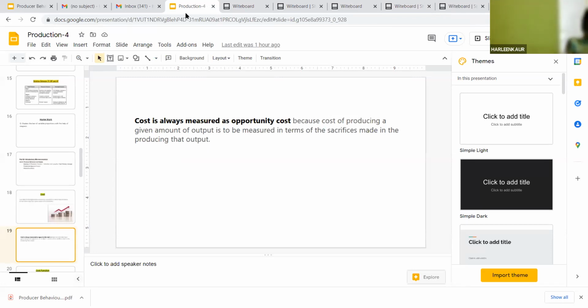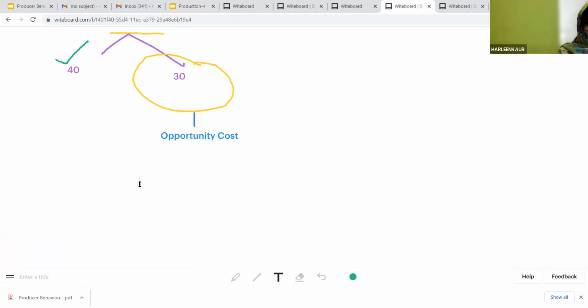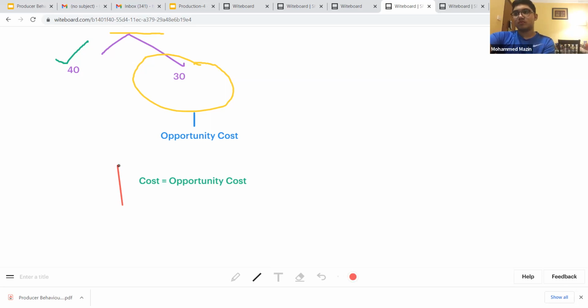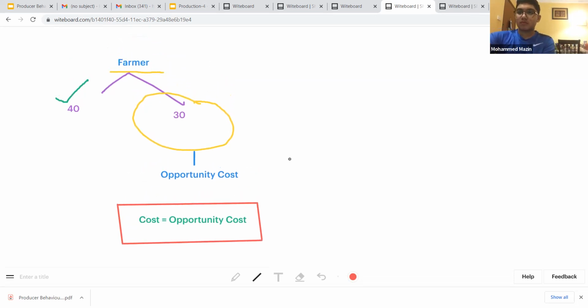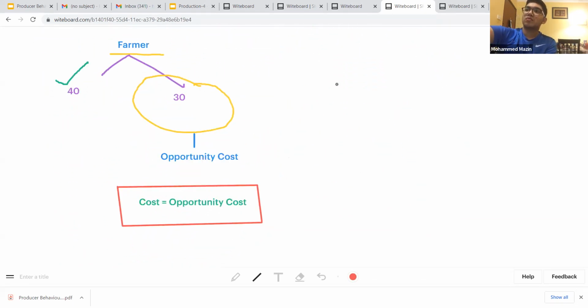So cost is always measured as opportunity cost, because the cost of producing a given amount of output is to be measured in terms of sacrifices made in producing that output. So here we can consider cost as equal to opportunity cost. Is this clear to you?